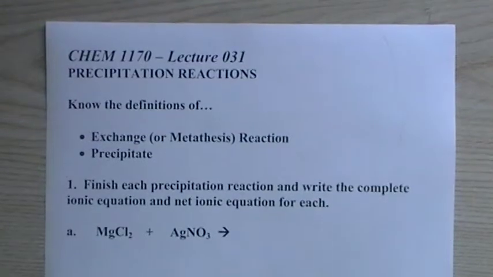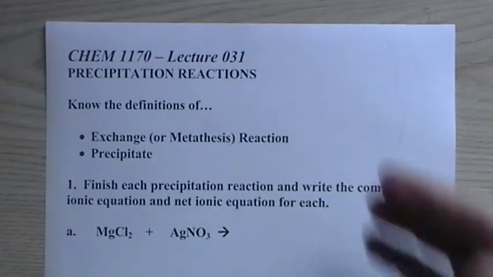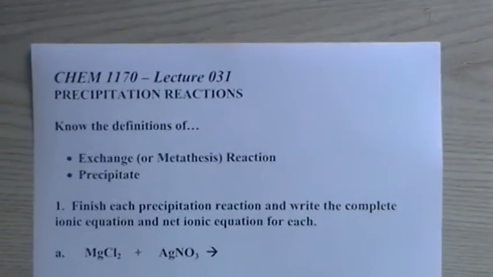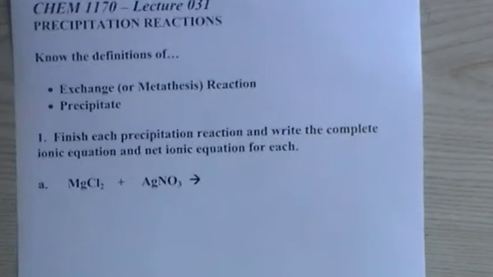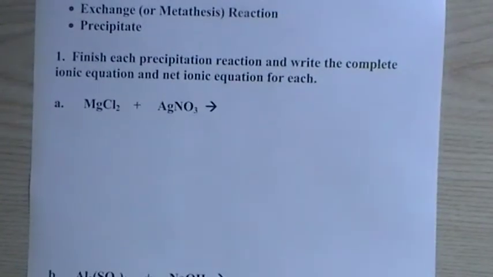All right, lecture 31. You should know those terms. Now, the first question here is, or what they want you to do is finish each precipitation reaction and write the complete ionic equation and net ionic equation for each.